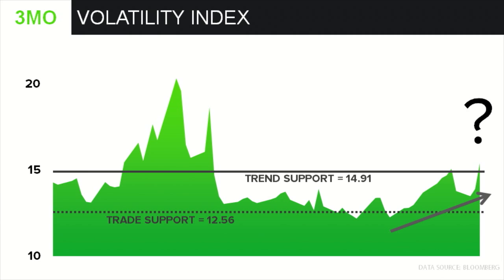Now you have bullish trade, bullish trend in VIX. Trade support, you can see that at 12.56. Trend support, which was resistance, is 14.91 for the VIX. So that's that. That's a very bearish signal. We have not had a signal like that throughout the year.